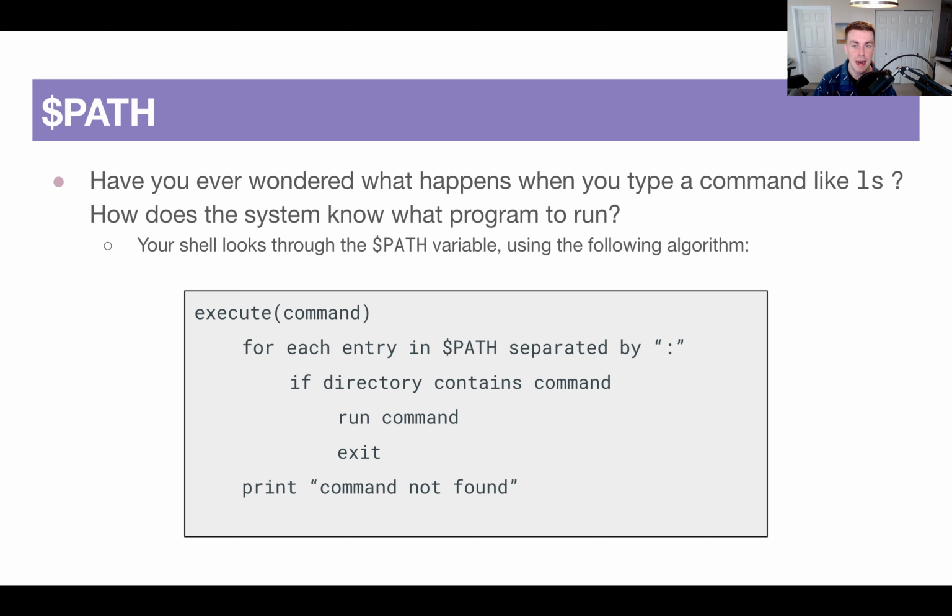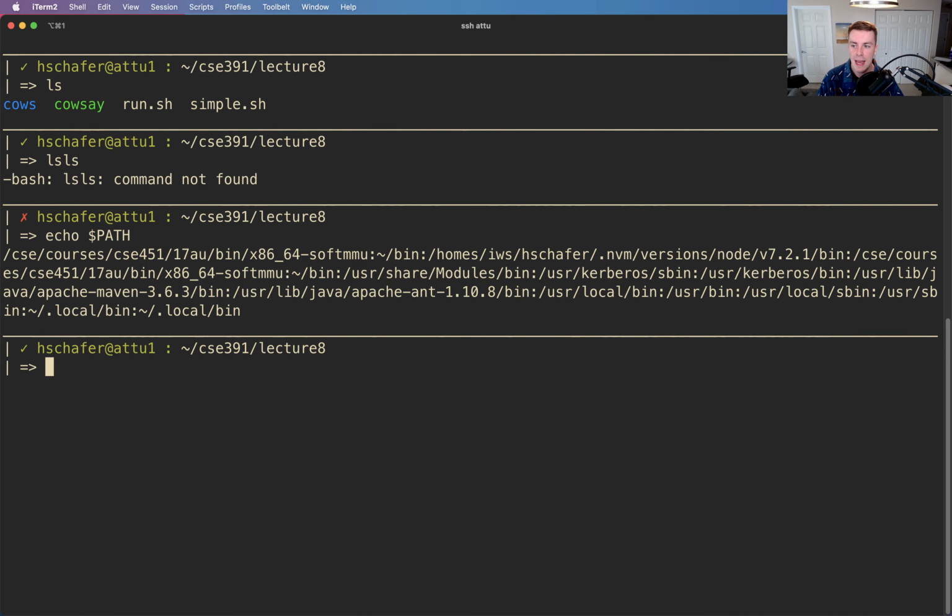And usually setting it up in a sane way at first would mean that the path isn't longer than like 20 or so things to search. Another thing to note is it doesn't do any recursive searching. So when you type in this path thing, it's searching in CSE courses, CSE 451, 17 Autumn, bin, x86, 64, soft MMU. That's the first directory it looks in, and then it looks in my home directory for other things. But it doesn't do any recursive searching, so you have to enumerate all of the directories you want to search.